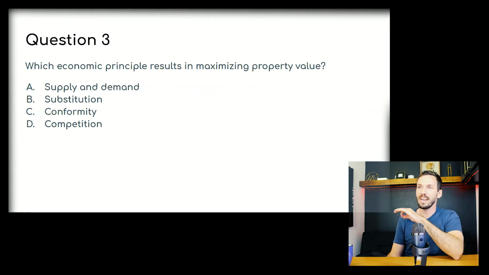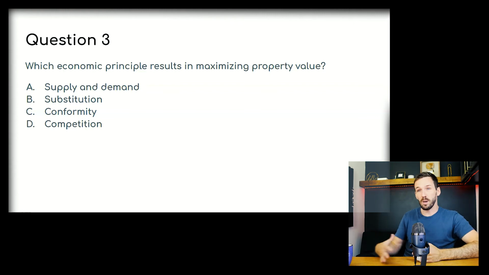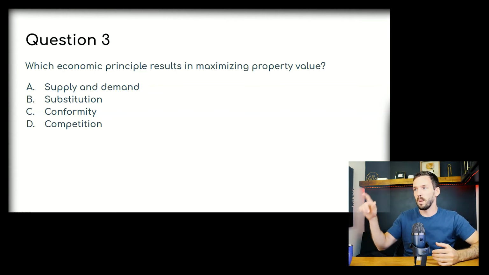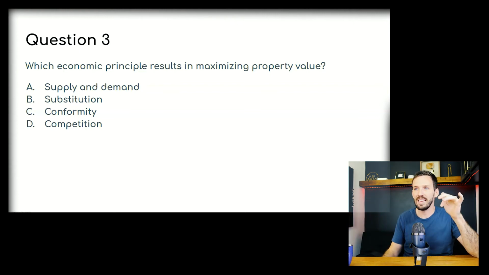Question 3. Which economic principle results in maximizing property value? Supply and demand, substitution, conformity, or competition. So this is a key word, and you'll see another question on this later, but conforming in size, age, quality, etc. actually maximizes the property value. C is the answer here, conformity.